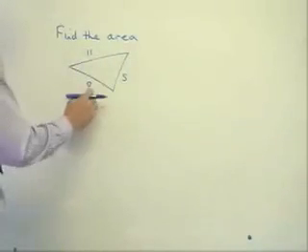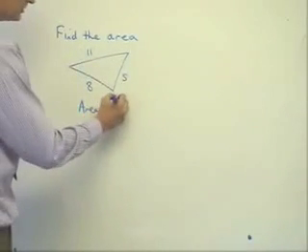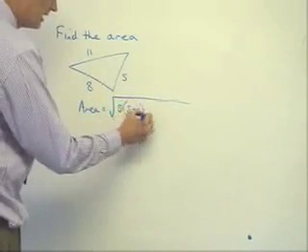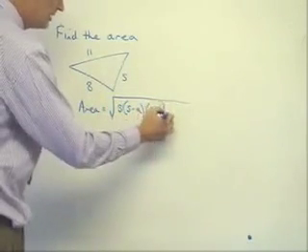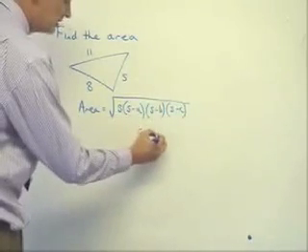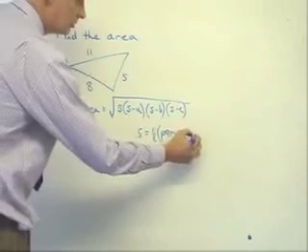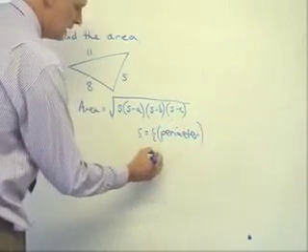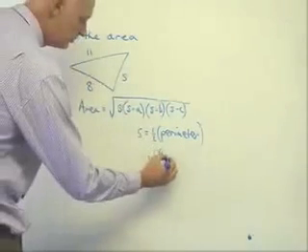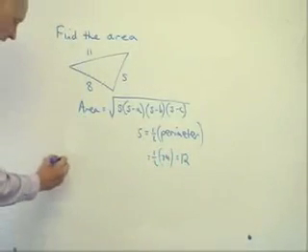Find the area again, you've got side, side, side. So the area has a set formula. There's the square root of S times S minus A, S minus B, S minus C. S is half the perimeter. And in this case the perimeter is 5 and 11, 16, 24. So S is 12, half of 24.